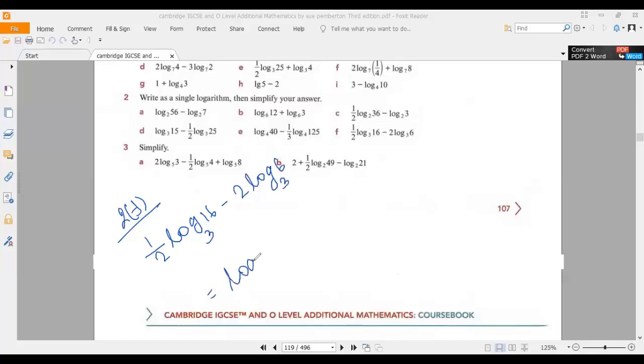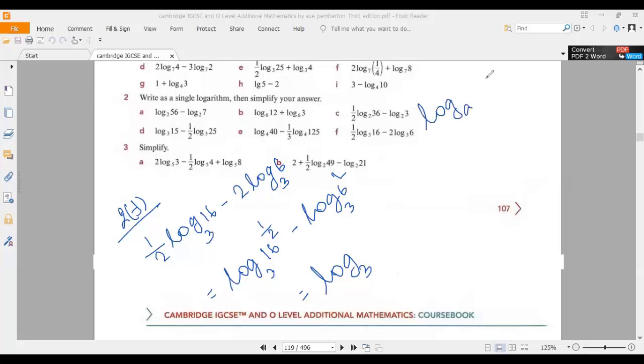Now 2F. 1 by 2, 3 base log 16 minus 2, 3 base log 6. So 3 base log 16 to the power 1 by 2 minus 3 base log 6 squared. Okay. So there is a negative sign, so we have to use division, because of the formula. I already know the formula. I want to write it again.